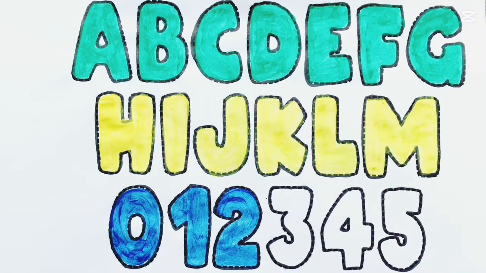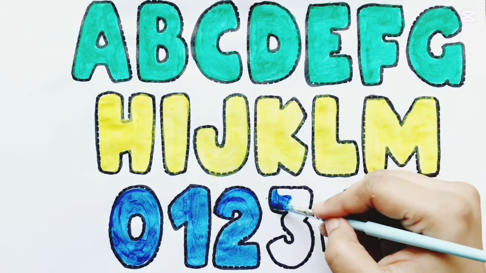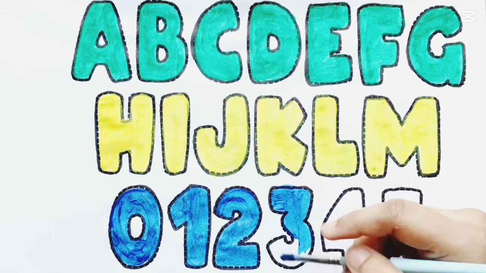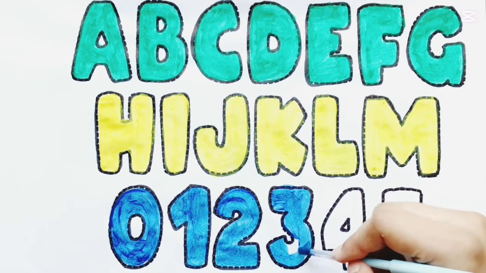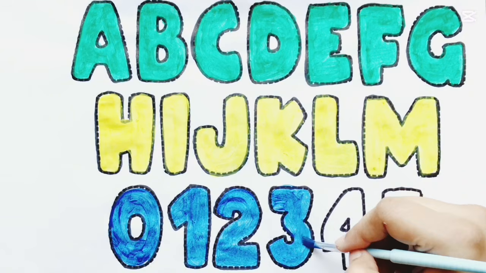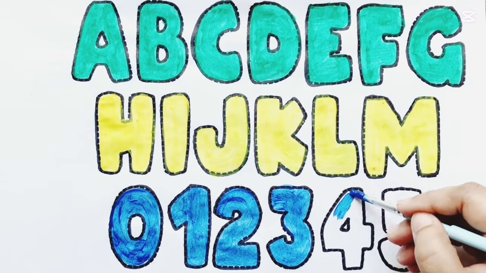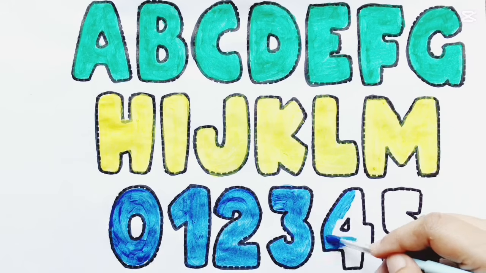A, B, C, three. Rhythm and 1, 2, 3. We're singing all together. A, B, C. Count the rhythm and 1, 2, 3. Number four. Singing all together.